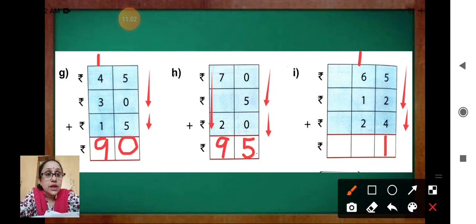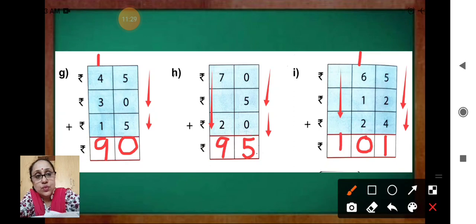Okay, remember 8? 8 plus 2. Do slowly. 8 plus 2 is, we are getting 10. So again we will write 0 in this box and nothing is here to add. Okay. So for 10, this 1 we will write here. So your answer is rupees 101.